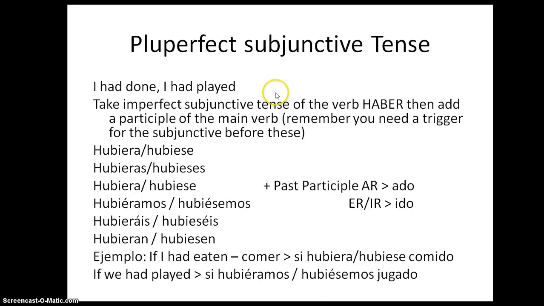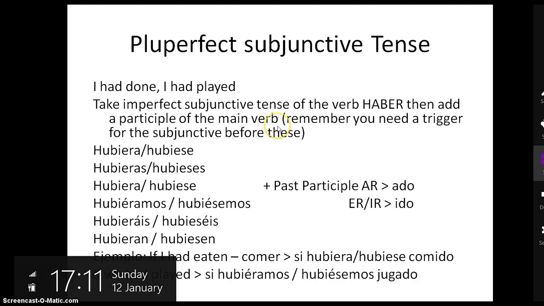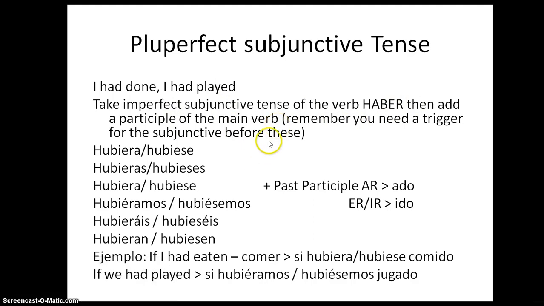The pluperfect subjunctive, mainly used with if clauses, so I'm going to use if for most of my examples, but again you could have other triggers that would need the past subjunctive in it. So we've got I had, and that's what the pluperfect translates to, but only when you've got a subjunctive trigger before it. I had done, I had played. So we take the imperfect subjunctive of the verb haber, and then we add the participle. Again, don't forget we need a trigger.